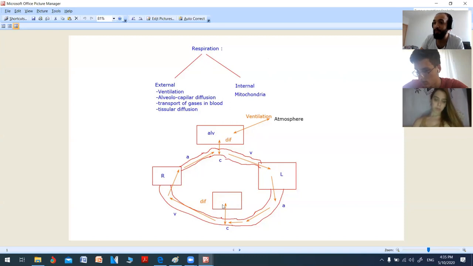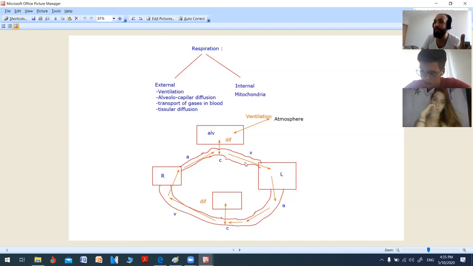And inside the cell, the mitochondria will take this oxygen to produce energy. And this process will give us CO2. That will go back outside. So all of this process is called respiration, and it has two parts. One, external respiration, two, internal respiration.